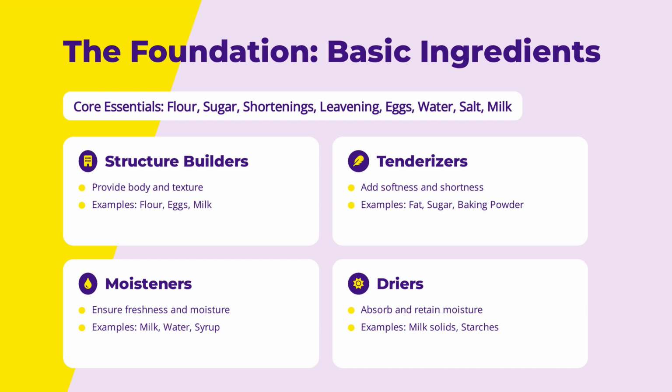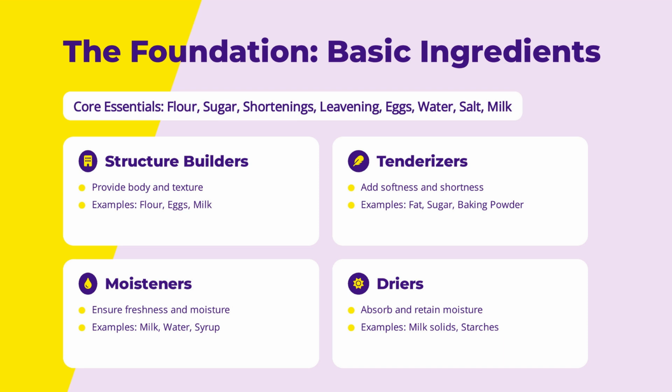Before learning individual ingredients, let us first understand the basic ingredients used in bakery and confectionery. The core ingredients include flour, sugar, shortenings, leavening agents, eggs, milk, water, and salt. Each ingredient performs one or more important functions during preparation. The first category is structure builders. Structure builders provide the body and framework of bakery products. Ingredients such as flour, eggs, and milk contribute to strength and help the product maintain its shape after baking.